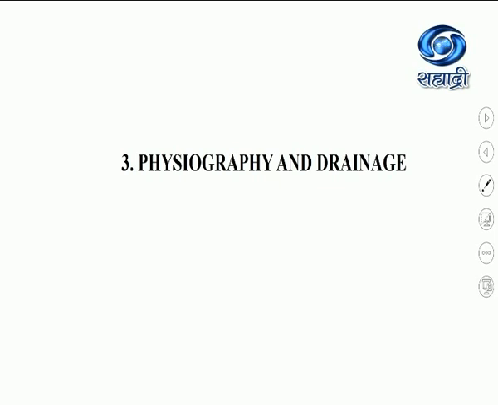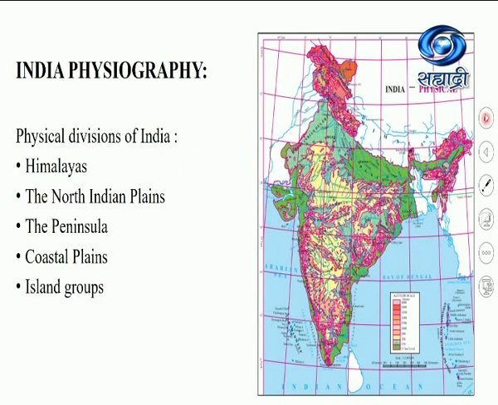So let's begin with the physiography of India. Now here you can see a beautiful image of our Indian subcontinent. This map refers to the physiographical features or physical features which are found in India. When we talk about the Indian subcontinent, there are 5 major physical divisions of India: the Himalayas, the North Indian plains, the peninsula, the coastal plains and the island groups.